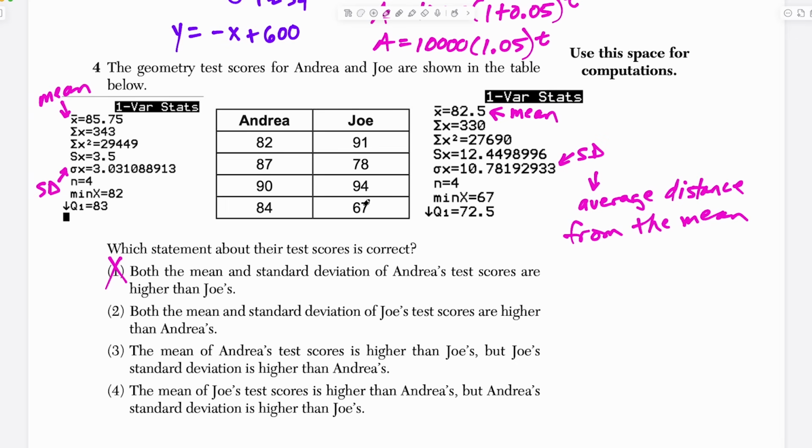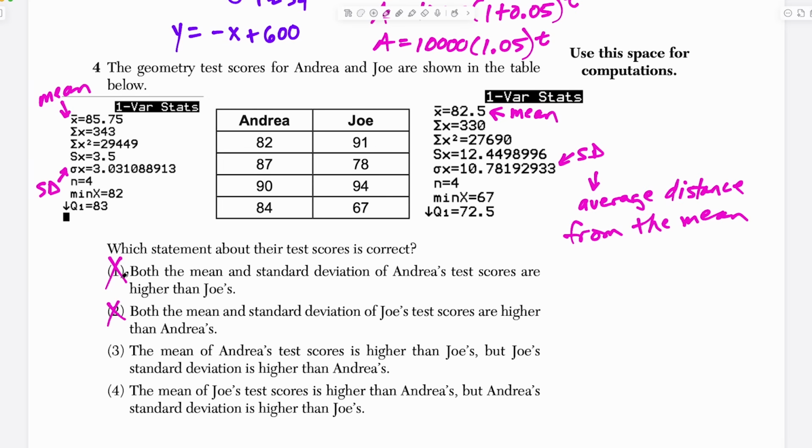But if you think about it conceptually, Joe got a 67 on one test, so that's a pretty low score relative to his other scores. Since his scores were fluctuating more, he has a higher standard deviation. Like his scores are farther away from the average. Whereas Andrea, her scores are sort of close together here. That's why she has a lower standard deviation. So 1 is out. 2, both the mean and standard deviation of Joe's test scores are higher.